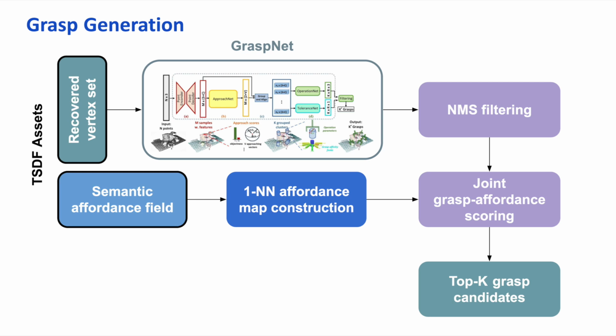A point cloud is constructed from the mesh vertices and input into GraspNet. Simultaneously, since the mesh and affordances are jointly reconstructed, we can create an affordance mapping from the semantic field by performing a one nearest neighbor search for each affordance point on the mesh vertices. Next, we apply NMS to filter redundant poses, ensuring a diverse set of candidates. Then we compute a joint score by multiplying softmax probabilities with affordance scores, yielding the top K grasp configurations.